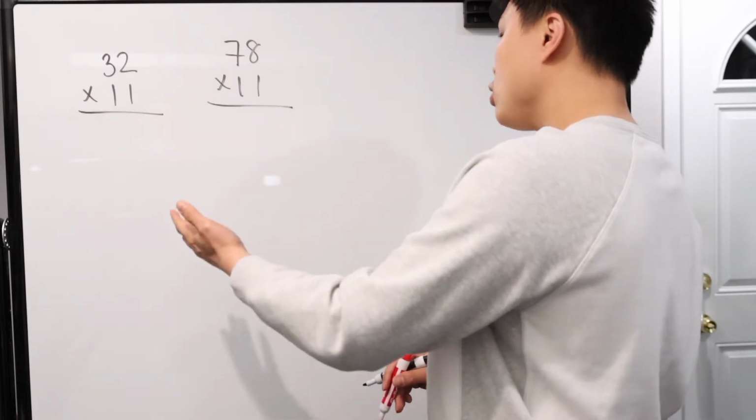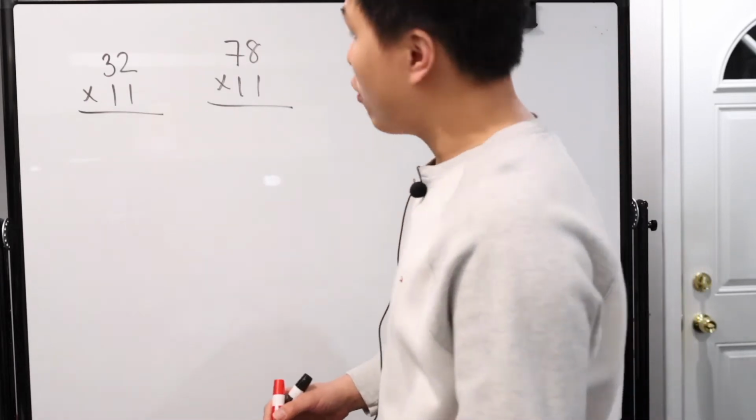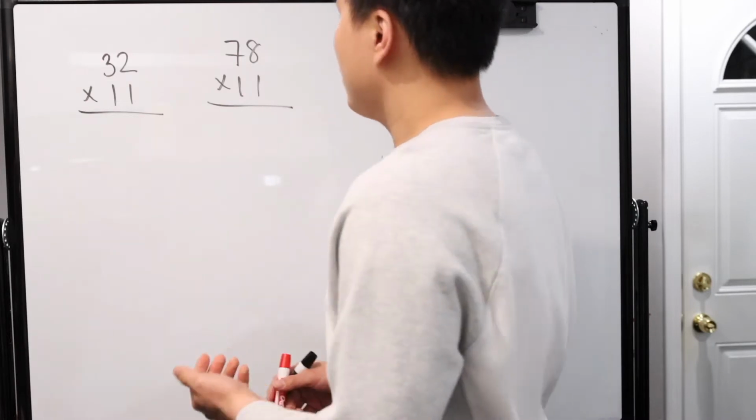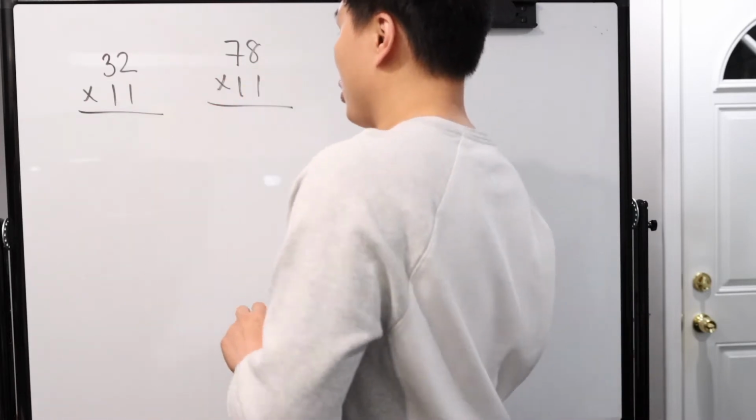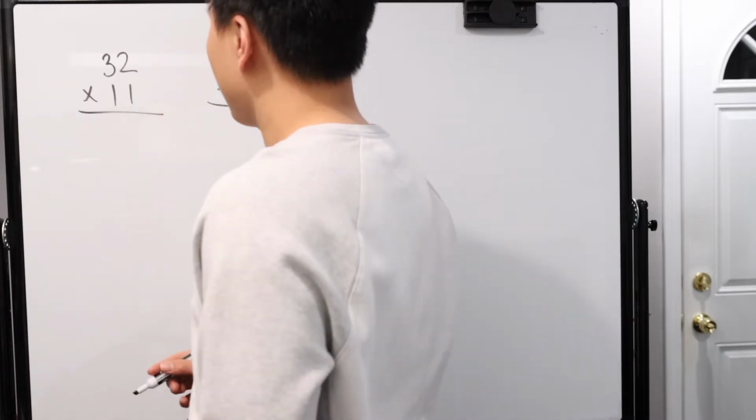First and foremost, with these two problems, I'm going to solve it like you would normally solve it in a regular math class, using the quote-unquote standard way of multiplication. So, first and foremost, let's just look at 32 times 11.